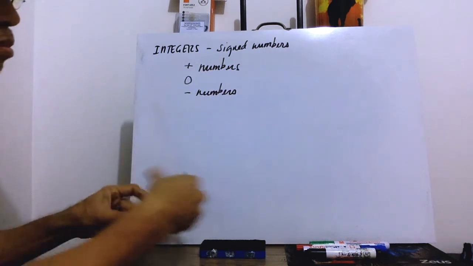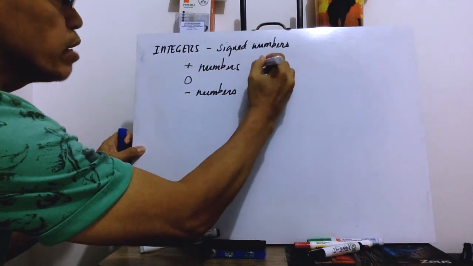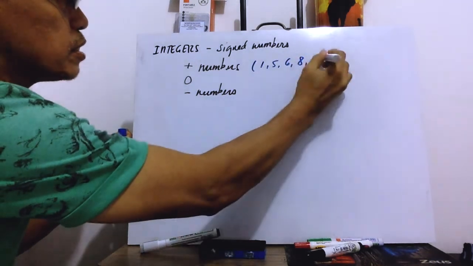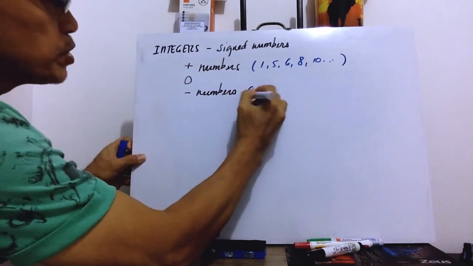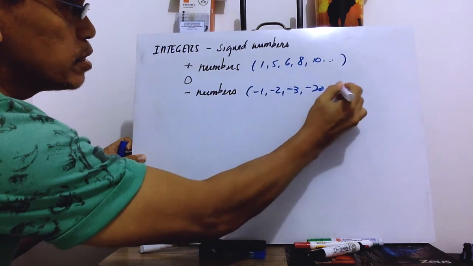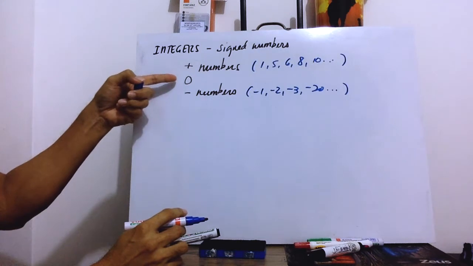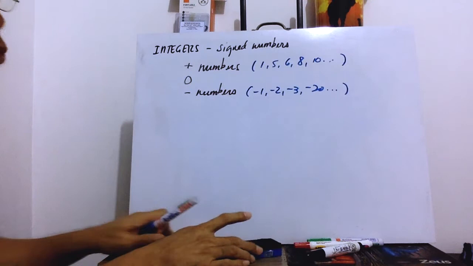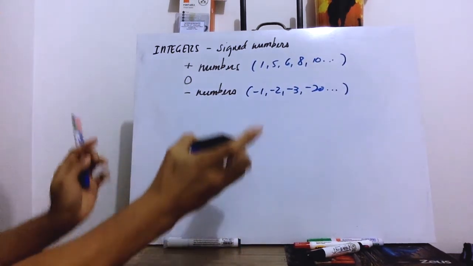What are examples of positive numbers? We have 1, 5, 6, 8, 10, and so on. What are negative numbers? Negative 1, negative 2, negative 3, negative 20, and so on. So positive, 0, and negative numbers. Today we'll be discussing how to add, subtract, multiply, and divide integers.